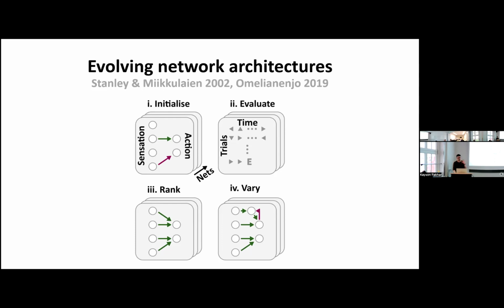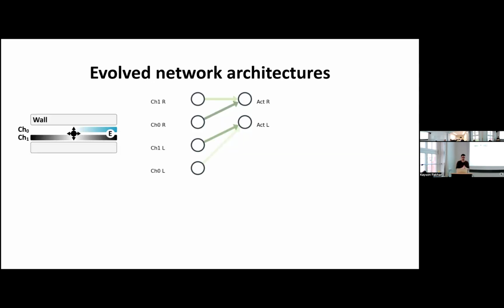Okay, so if we apply this process to the simple version of the task I showed earlier, it should be unsurprising that we just get a very simple architecture. How to read this architecture diagram: on the left are the 4 different input sensors. There's 2 per channel in each direction. So there's sensors to the left in each channel, sensors to the right in each channel.